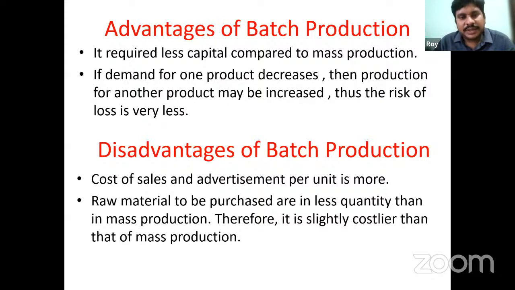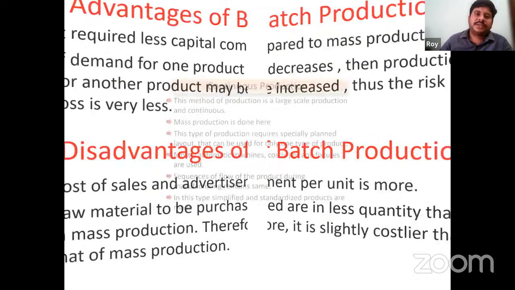Now what are the disadvantages? Of course, the cost of sales and advertisement will be more, and the raw materials to be purchased are in less quantity than in mass production. So in batch also we require more products, not like the job shop. But since it is not like continuous or mass production, and we produce on and off in batches, when we want those raw materials, definitely the cost will be a bit higher.